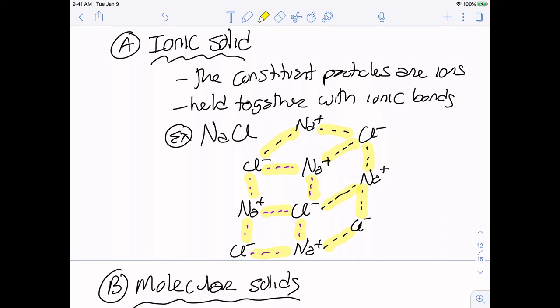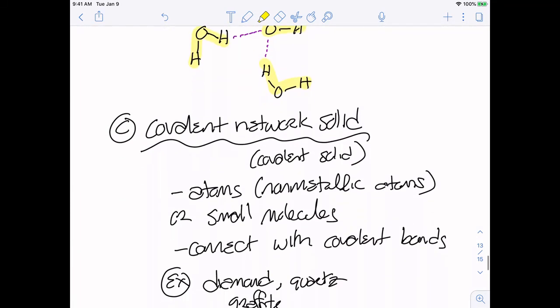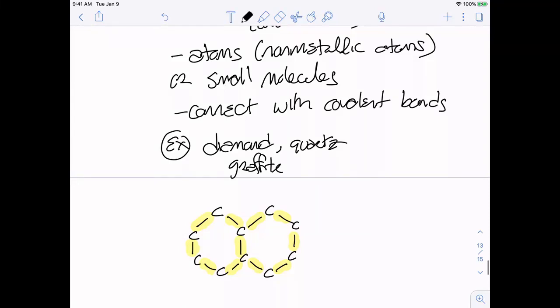They're all ionic bonds. So kind of similar to my ionic solid, it just happens to be only non-metal atoms. They're not ions, they're not charged. And then they're connected with covalent bonds. Remember, in covalent bonds, we're actually sharing electrons, right? We're overlapping orbitals. So it tends to be really strong. If you think of a diamond or quartz, those are very strong things.